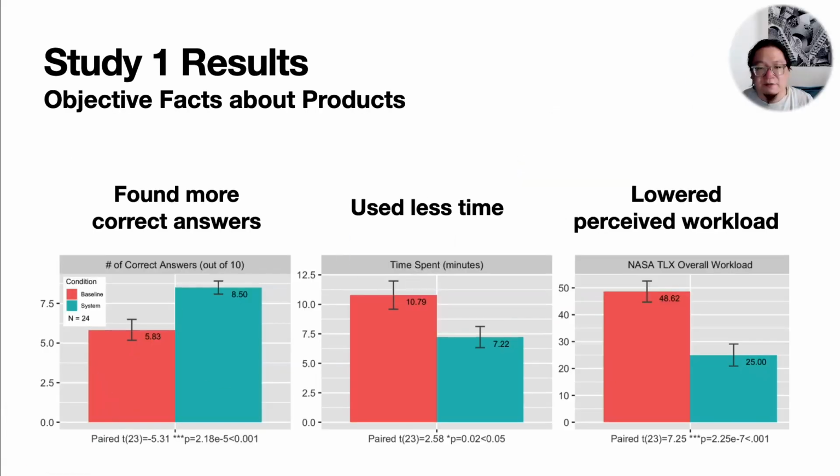So here are the results for study 1. The red bars were from the baseline condition, and the blue ones were from MASH. At a high level, participants found significantly more correct answers while using MASH. It also took them significantly less time to find those answers. More surprisingly, based on the NASA TLX questionnaire, they actually perceived using MASH as having a lowered workload, even though they had to learn this whole new interface that they're not familiar with during the study. So this first study tested the usability of the interface and found that participants can work more efficiently for these objective criteria that had correct answers.